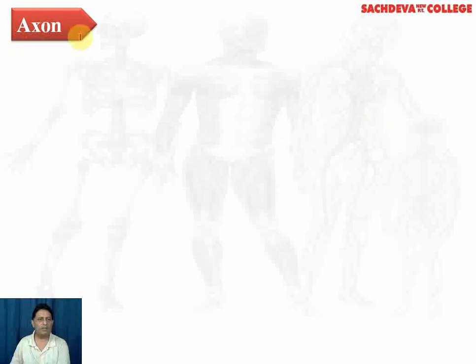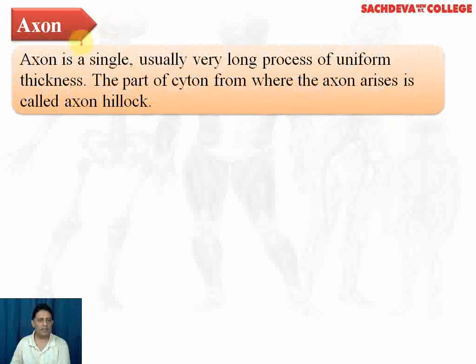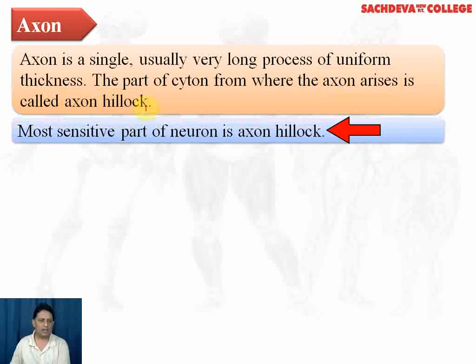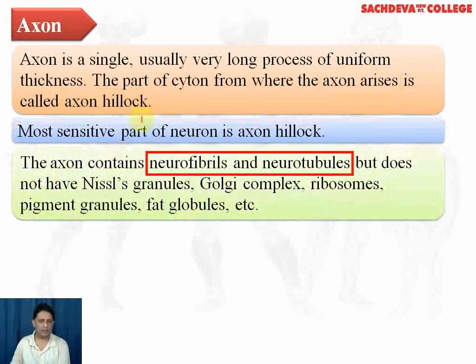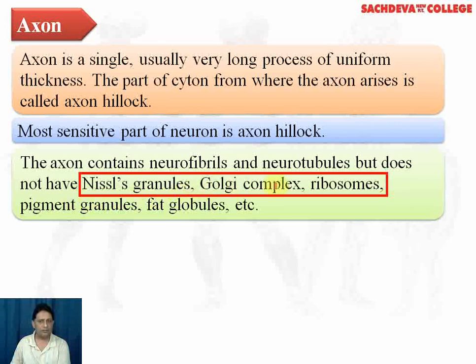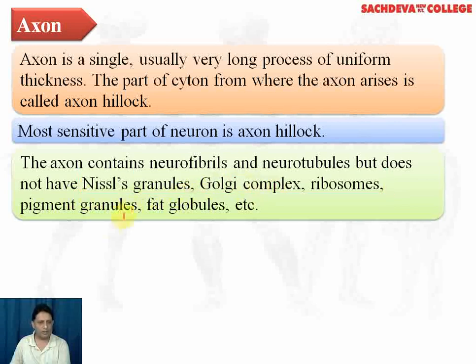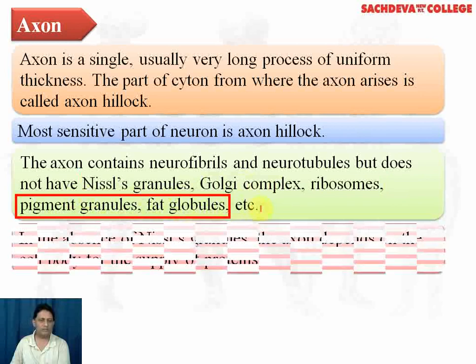The third part of the neuron, the axon, is a single, usually very long process of uniform thickness. It is actually a rod-like structure. The part of the cyton from where the axon arises is known as the axon hillock. Axon hillock is the most sensitive part of the neuron. The axon contains neurofibrils and neurotubules, but the important point is that the axon does not have Nissl granules, Golgi, ribosomes, pigment granules, and fat globules.